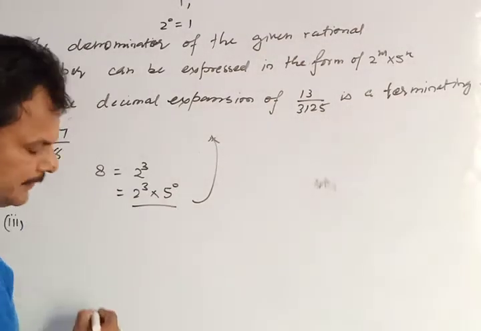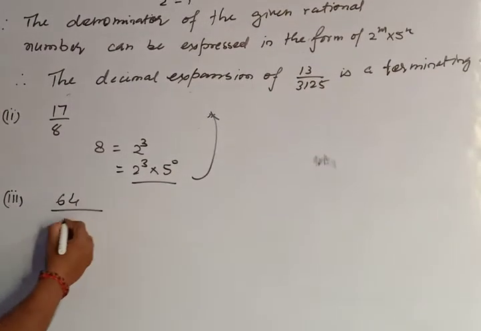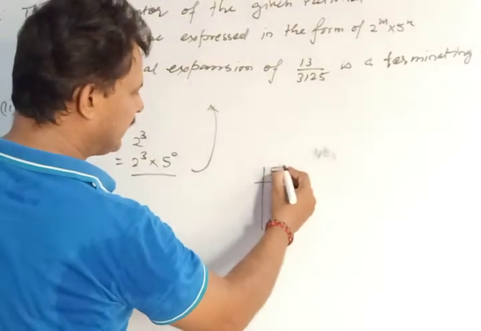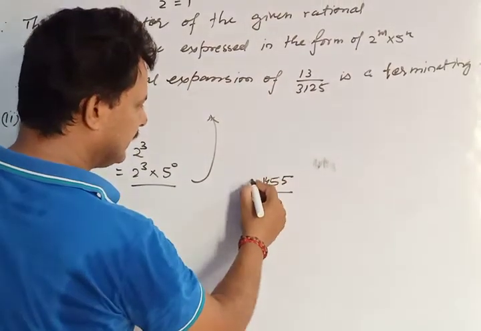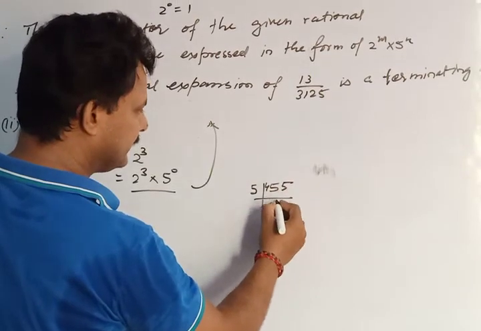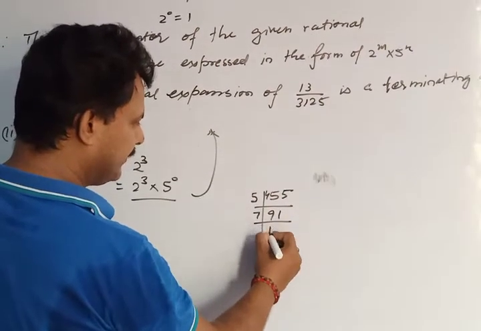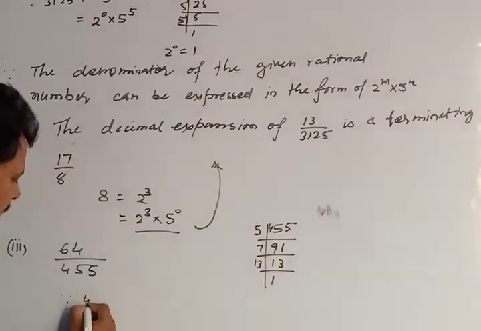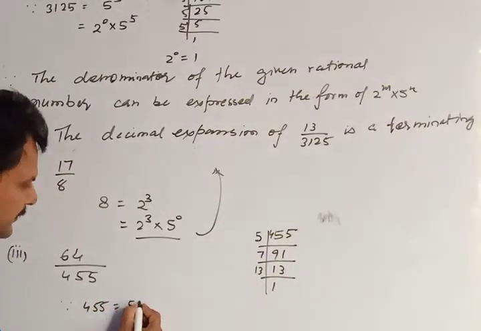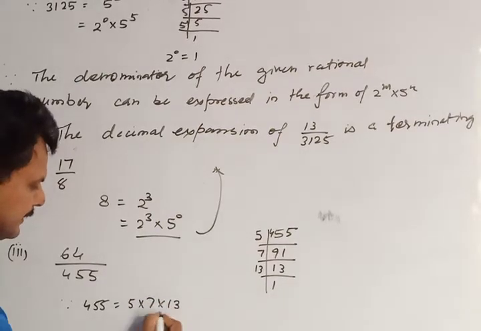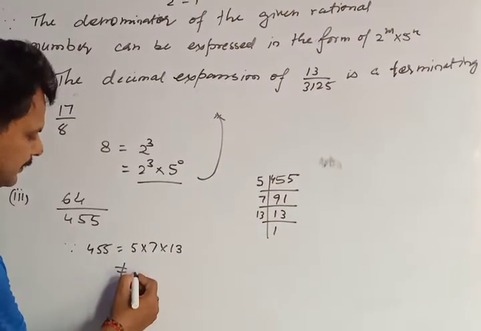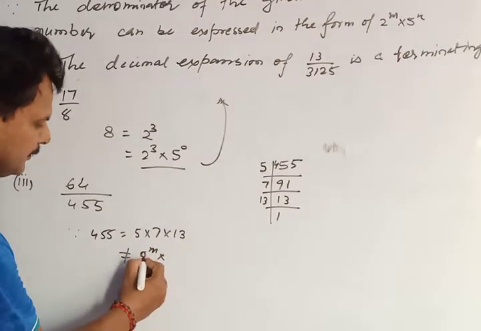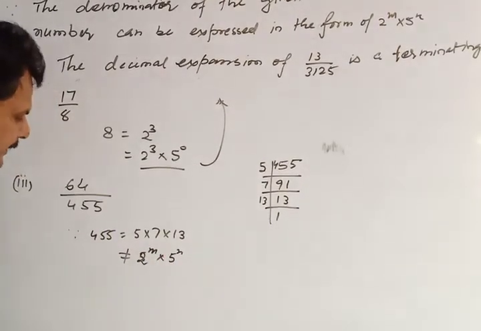Next question, third. Third is given 64 upon 455. Here 455 will be prime factorized: 5 times 91, 7 times 13, 13. Since 455 is equal to 5 into 7 into 13, it is not equal to 2 to the power m into 5 to the power n.